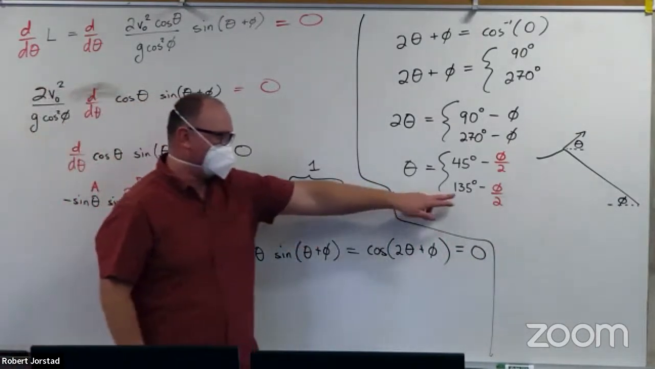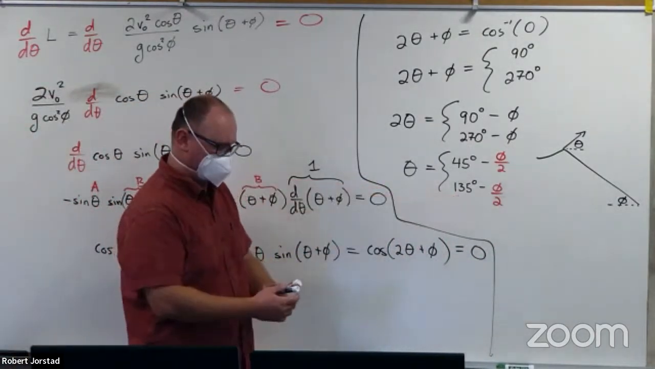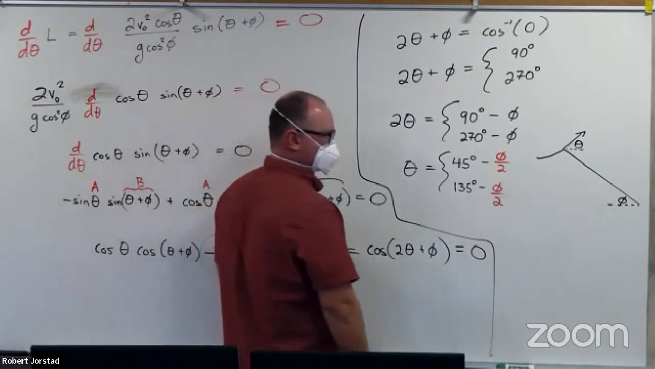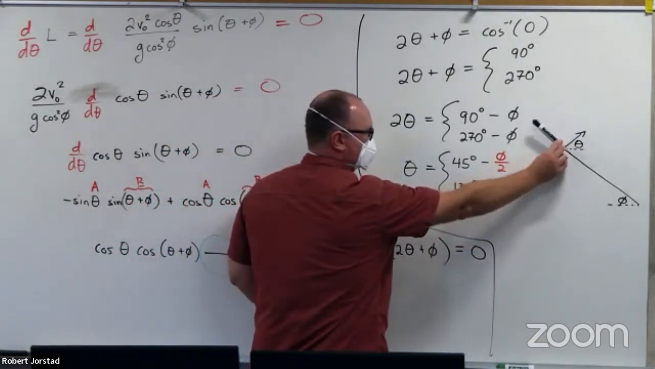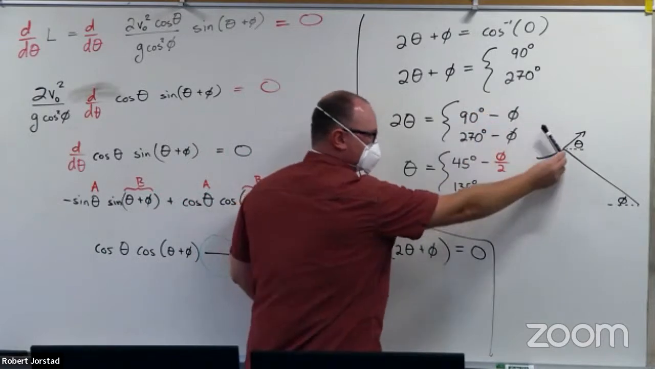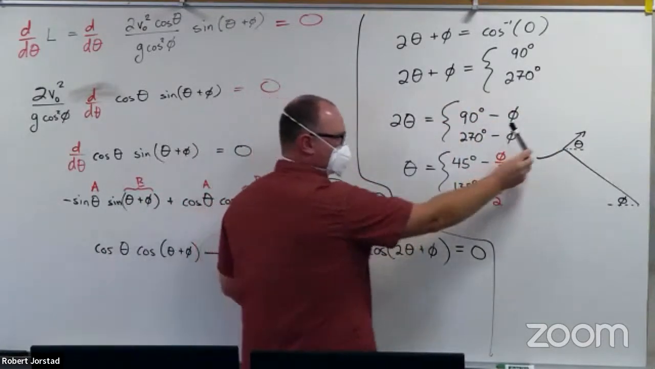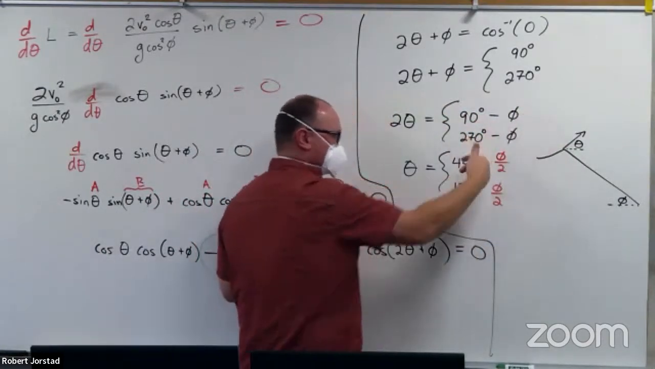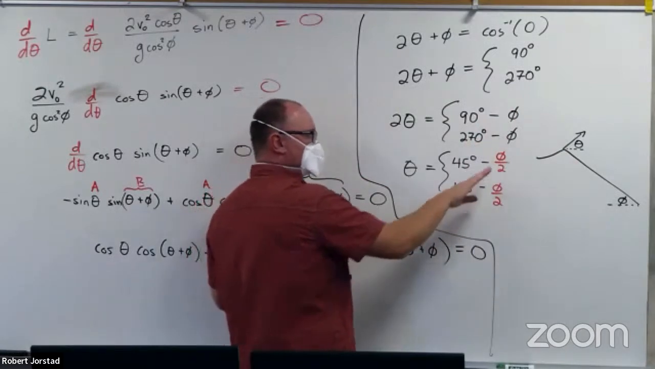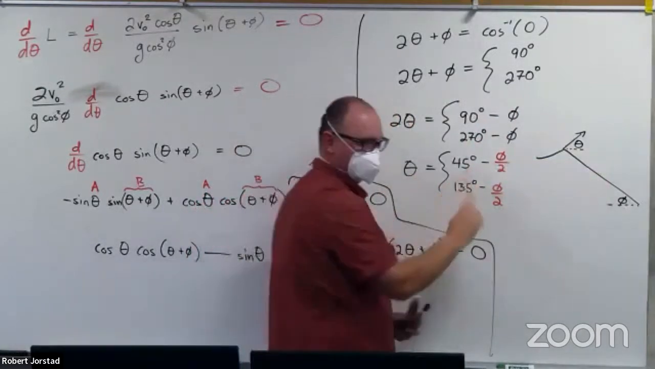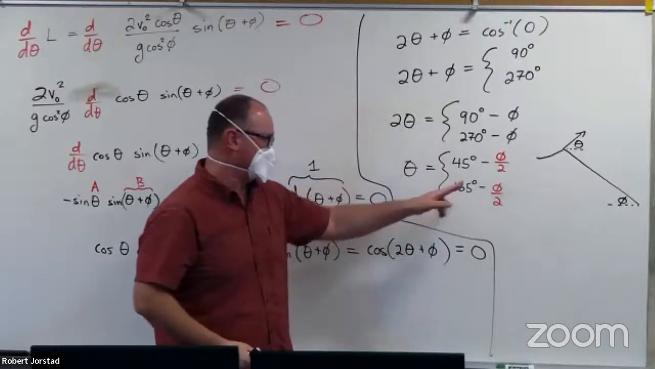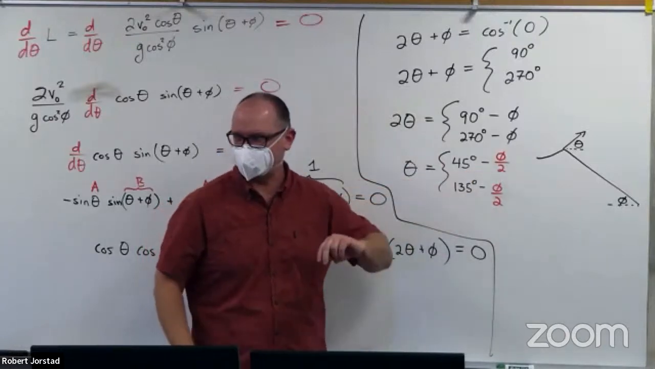What would 135 mean? What direction is 135 minus phi over 2? That's a mountain to the left. You see what I'm saying? 135 is over here. So if your mountain's going this way, you might want to use that result. If our mountain's going this way, we'd want to use this result. So both results make sense. Right facing mountain, left facing mountain. Okay.